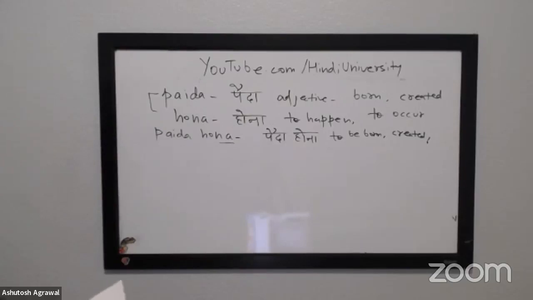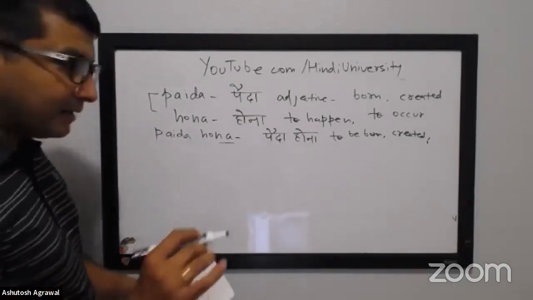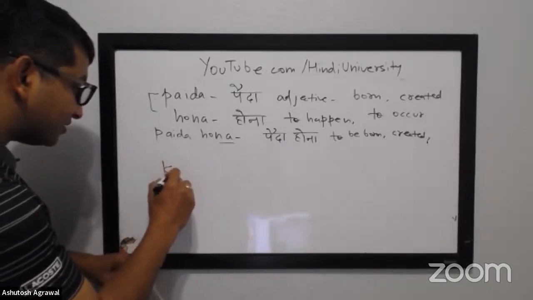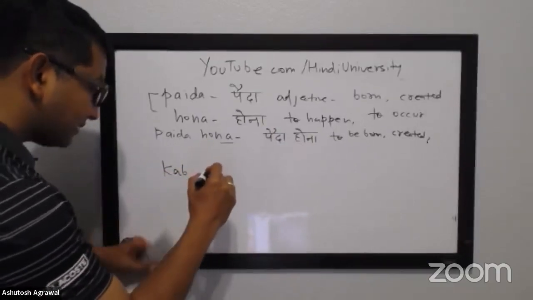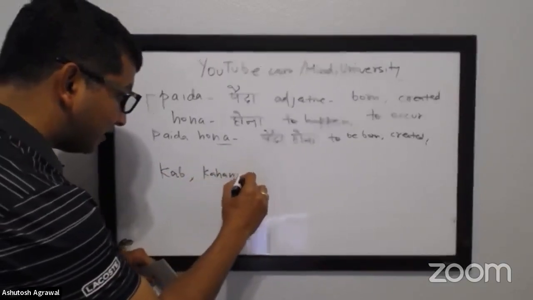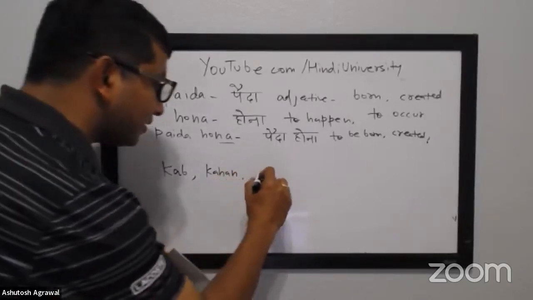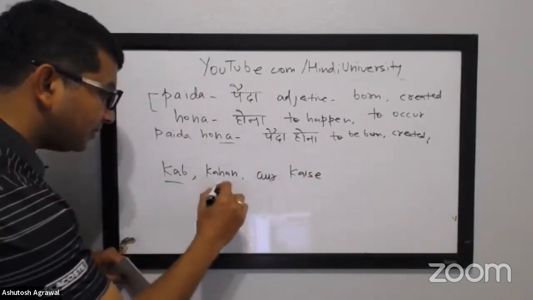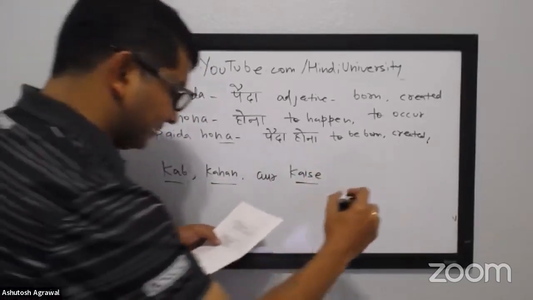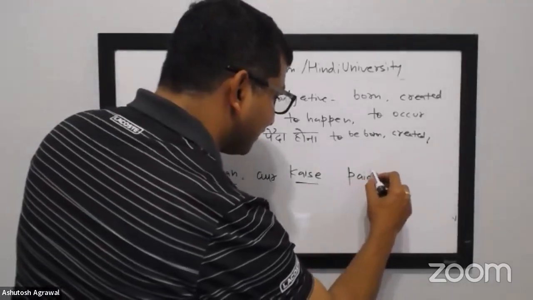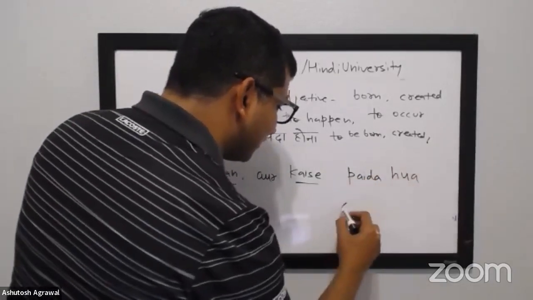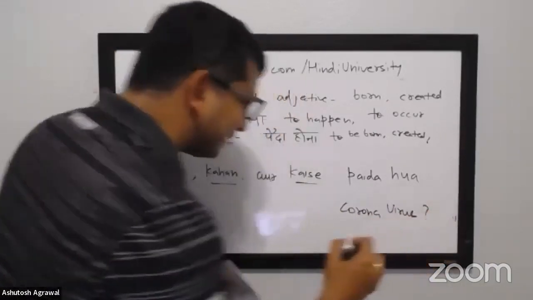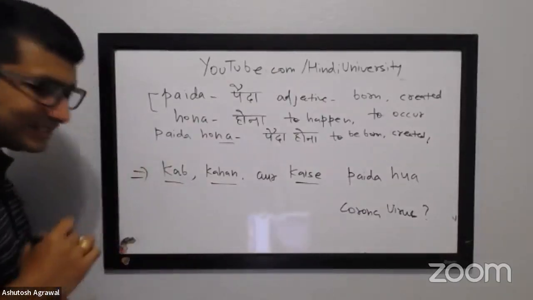But okay, I'm going to write it down just like this, but you have to think and write it down, okay? Don't look at anybody else's answer. Okay, so this is the news clipping. कब कहाँ और कैसे, कब कहाँ और कैसे पैदा हुआ कोरोना virus. Okay, this is the headline and there is a big paragraph underneath it.